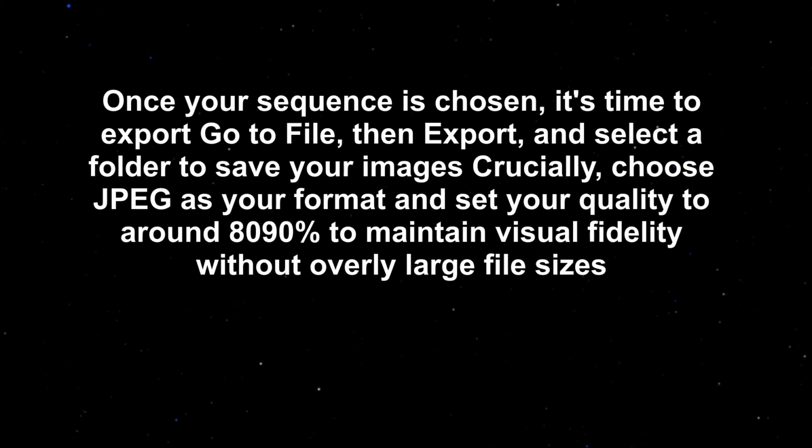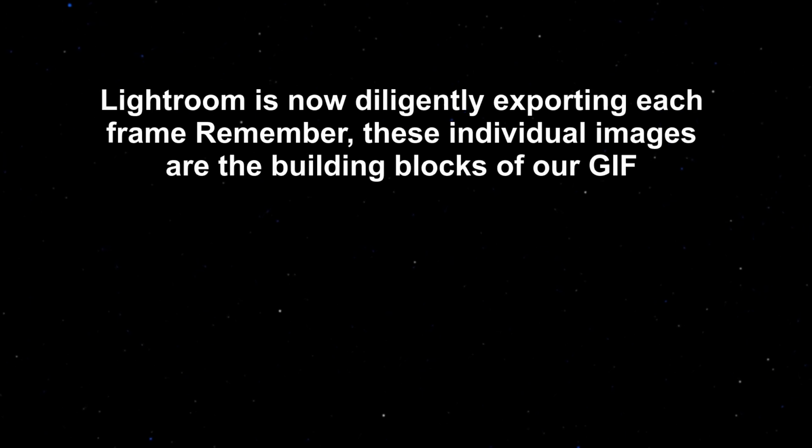Once your sequence is chosen, it's time to export. Go to File, then Export, and select a folder to save your images. Crucially, choose JPEG as your format and set your quality to around 80-90% to maintain visual fidelity without overly large file sizes. Lightroom is now diligently exporting each frame. Remember, these individual images are the building blocks of our GIF.